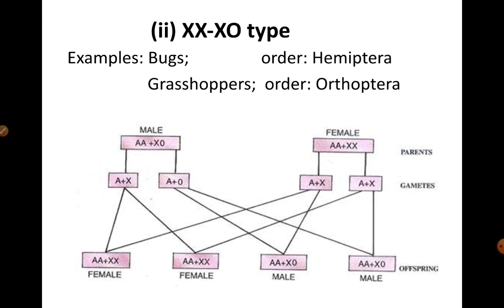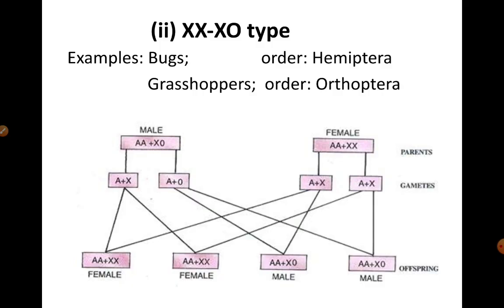So as previously discussed, there will be an equal chance of producing male and female offsprings. So the sex ratio produced in this progeny would be 1:1. When the male haploid gamete carrying the X chromosome gets fertilized with the female gamete, it results in the formation of a female. And when the male haploid gamete containing no sex chromosome fuses with the female gamete, it results in autosomes plus XO, and it forms the male. So that is why it is called a heterogametic condition.